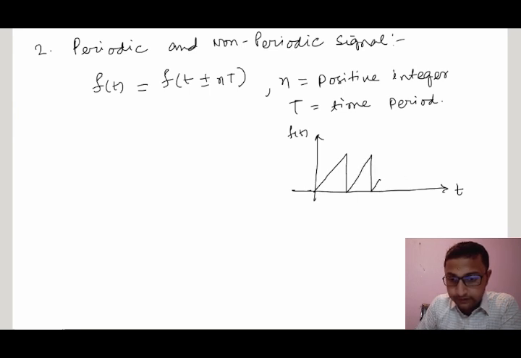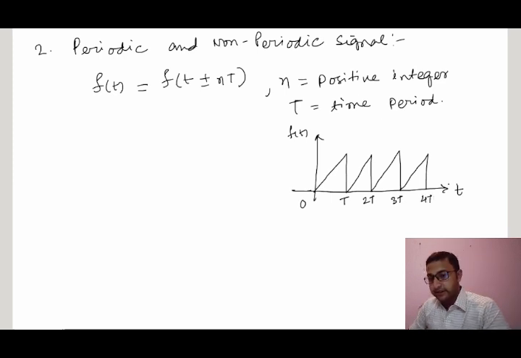Look carefully. Suppose this is the 0 or origin. This time period is capital T. The second time period is 2T. The third time period is 3T, 4T, etc. That means after the first capital T, the signal repeats itself and ends at twice T. Then again it repeats itself and finishes at thrice T. That means the signal is periodic. It is similar; in each and every time period T, it repeats itself.